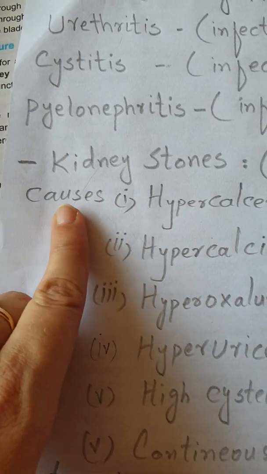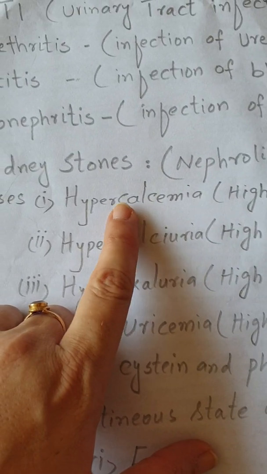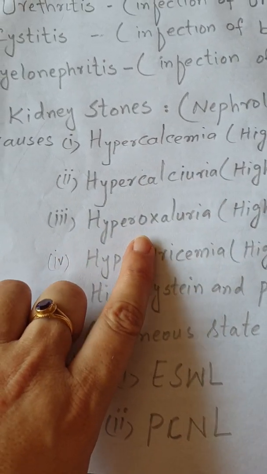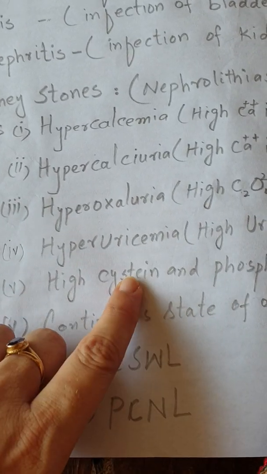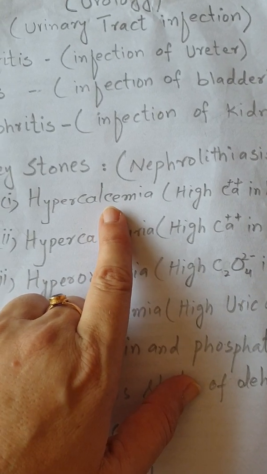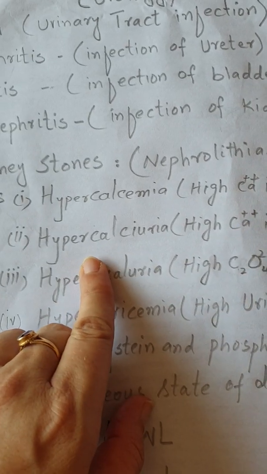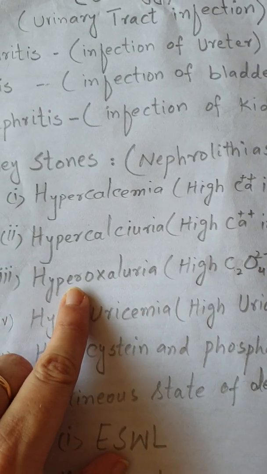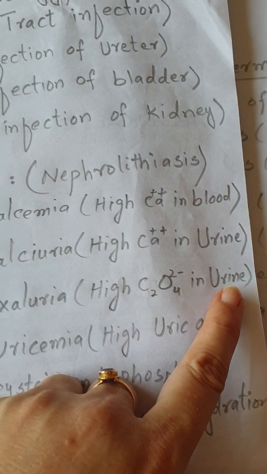What are the causes of the kidney stones? Kidney stones are caused mainly by high calcium level, high calcium oxalate level, and high uric acid and other different material. First of all, the phenomenon is known as hypercalcemia if high calcium is found in blood. Hypercalciuria, high calcium in urine. Hyperoxaluria, high calcium oxalate in urine.